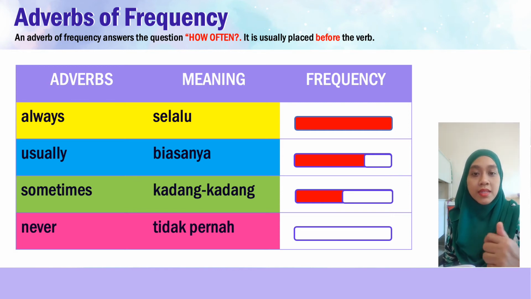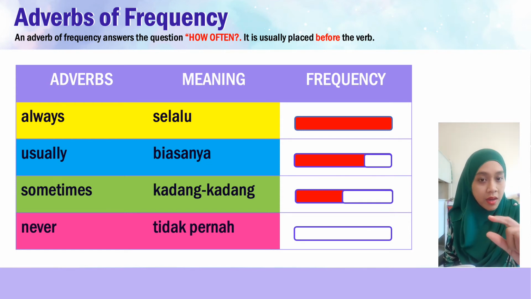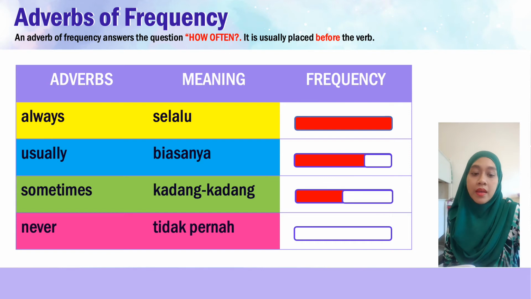Always means selalu. If you look at the frequency, the red is full in that box, which means always, selalu, kerap. Usually means biasanya. The frequency is a little less than always. The third one is sometimes. Sometimes means kadang-kadang. The frequency is a little bit lesser than usually.